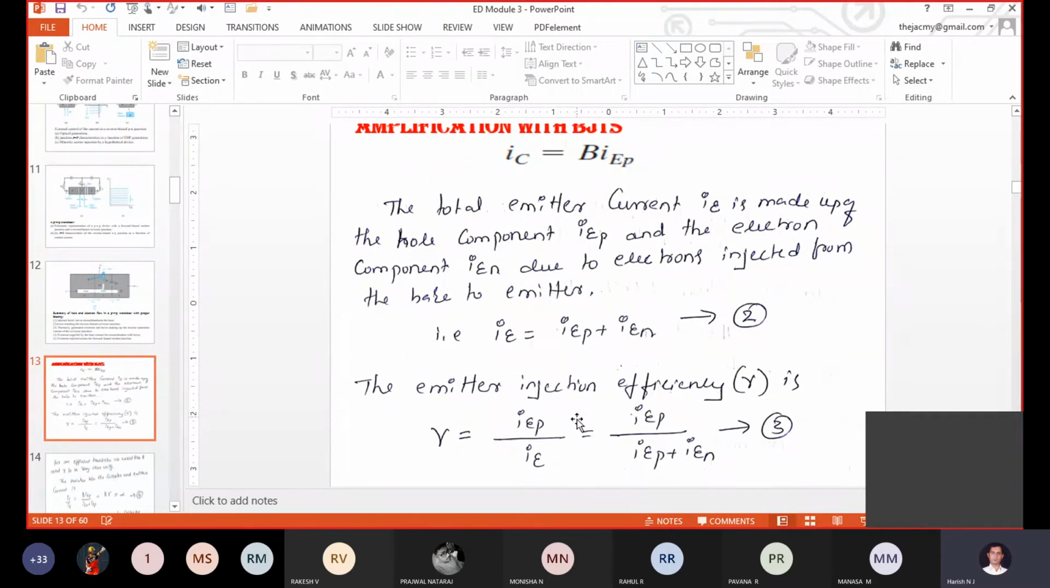So IEP, the hole component of the emitter current, divided by the emitter current. As per equation number 3, IEP divided by IE, and we substitute IE equal to IEP plus IEN. This ratio, IEP divided by IEP plus IEN, is called the emitter injection efficiency. Is it clear?